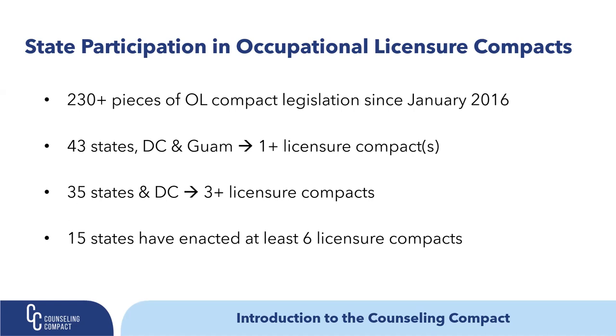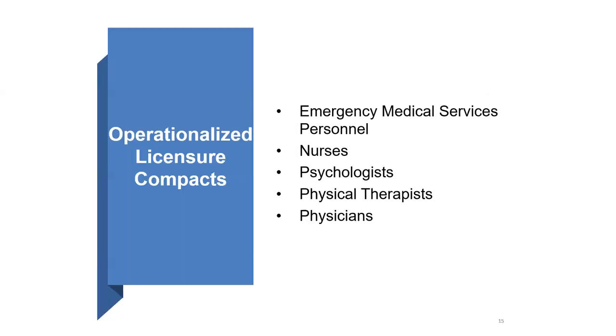Okay. All right. So compacts take a pretty long time to get started. As Lynn mentioned, CSG has been working with ACA for, I believe, 3.5 years, she said. And so compacts do take a pretty long time from the drafting phase to the phase where they're granting compact privileges. So I'm going to go ahead and introduce you to all the different occupational licensure compacts that are currently in existence, starting with those that have been operationalized, which means that they are already granting compact licenses or privileges. So in this category, we have a compact for EMS personnel, nurses, psychologists, physical therapists, and physicians.